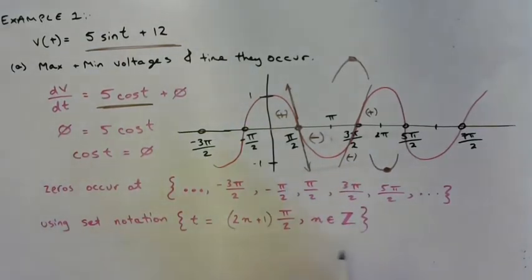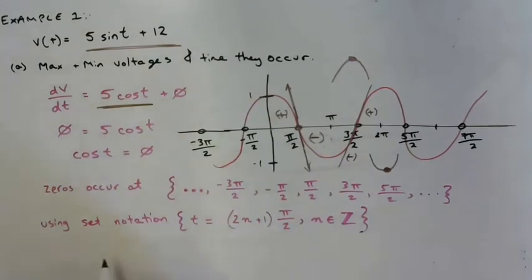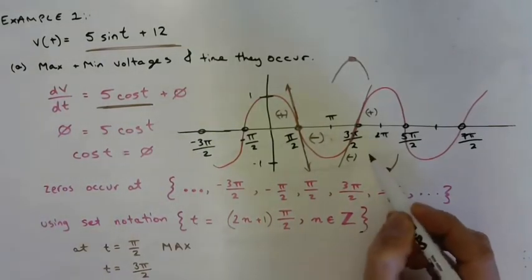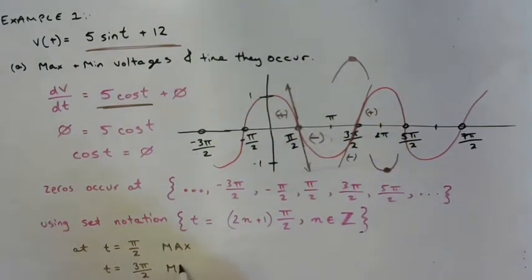But, or you could test the second derivative at each of these points. But anyway, we'll just make a note at t equals pi over 2, we have positive to negative, concave down, that is a max. At t equals 3 pi over 2, we have slope negative changing to positive, that's concave up, that is a min.